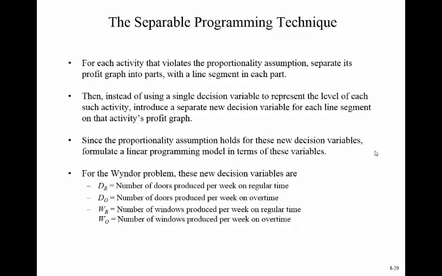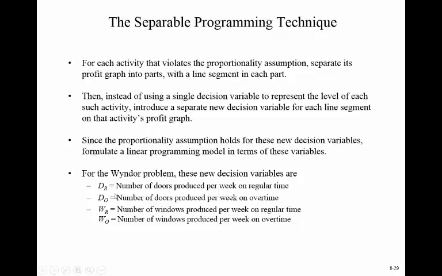So this notion of separable programming goes like this. Again, for each activity that violates the proportionality assumption, which in this case is the profit per unit, you separate its profit into parts with a line segment in each part, which we kind of showed you on the previous slide. Then instead of using one decision variable, just like the number of doors, you actually create, in this case, 2 variables. One for how many doors you're going to make on regular time and how many doors you're going to make on overtime. And those are down here at the bottom.